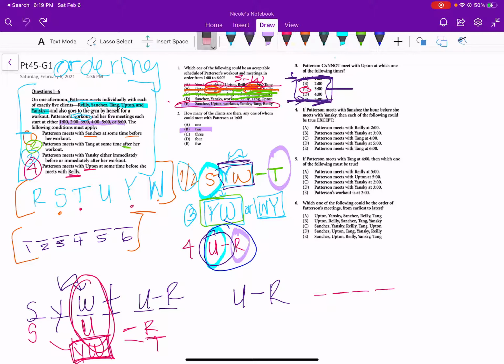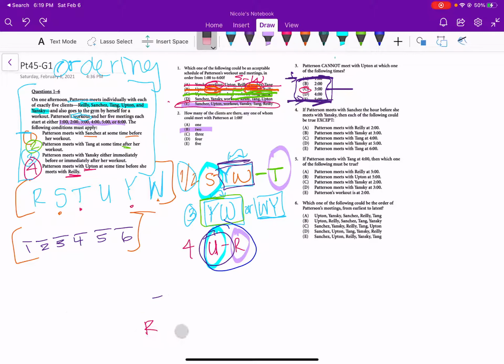All right, so let's go on to the next question, which is, if P meets with S the hour before she meets with Y, then each of the following could be true except. So we're looking for the one that could not happen. So 4 of our answer choices are going to be could be true, so that means that it could happen, and 1 could never happen, and we're looking for the one that could never happen. So let's make sure we understand what this is saying.